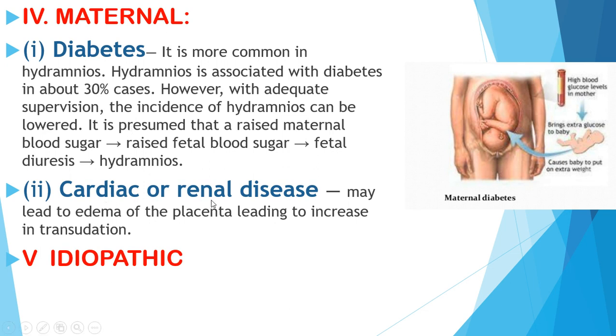Then cardiac or renal disease. This may lead to edema of the placenta, leading to increased transudation. We already studied the cardiac condition. So any renal or cardiac disease may lead to edema of the placenta, and that may increase the transudation and cause polyhydramnios. Then idiopathic causes also occur. So these are the etiological factors of polyhydramnios.